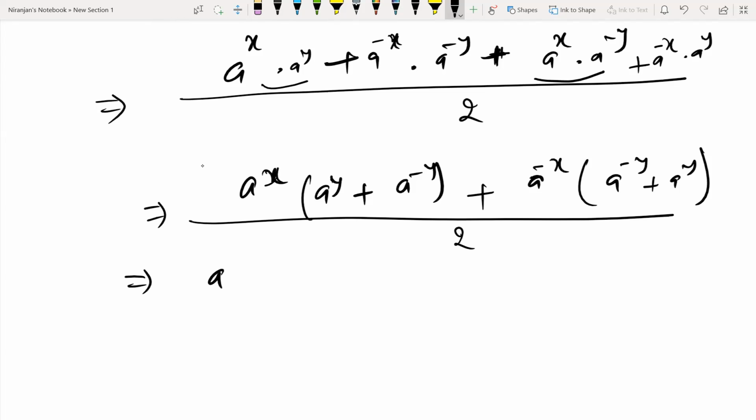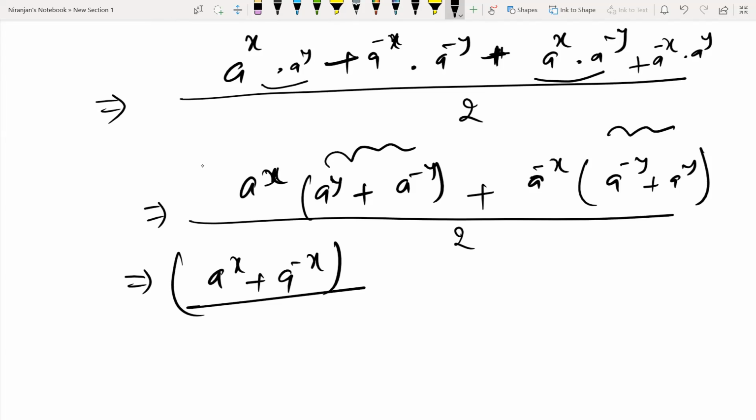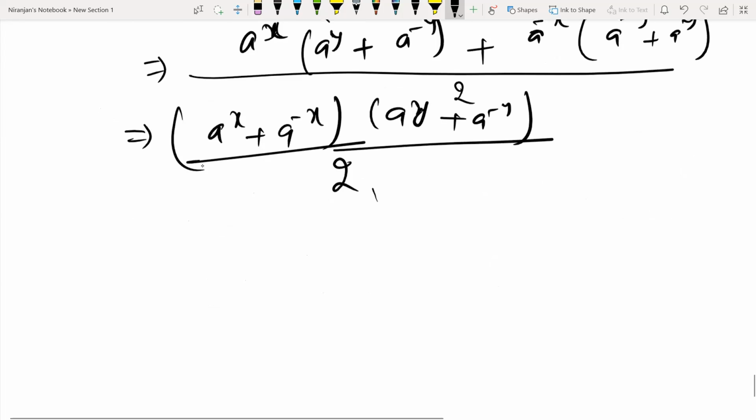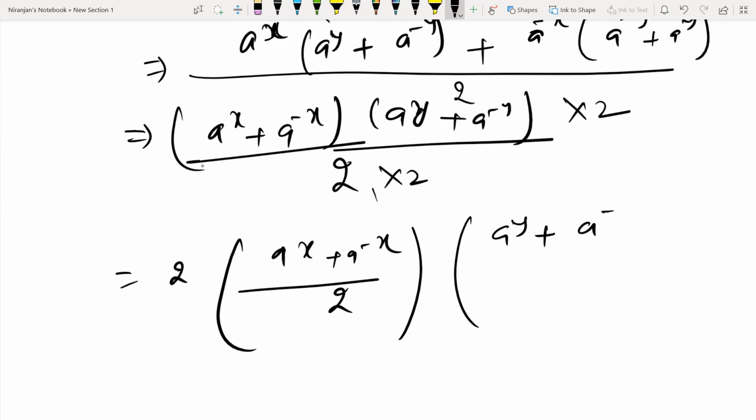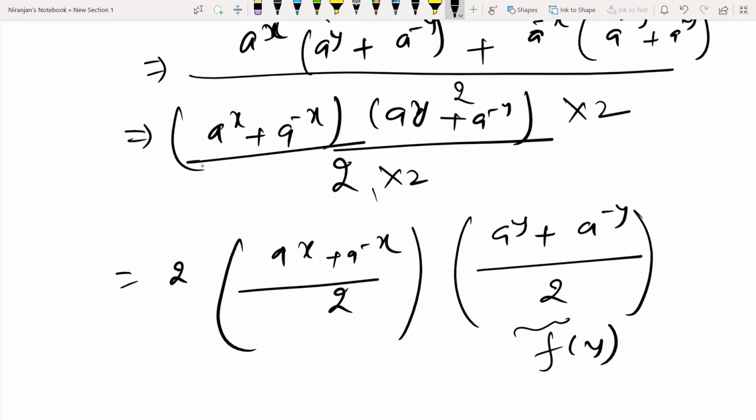Now what I can do, I can write a to the power minus this term. I mean factorize. Now I'm taking this part common. Then I'll get this into a to the power y plus a to the power minus y divided by 2. Now, if I multiply in the denominator by 2 and in the numerator as well, then I will get 2 into a to the power x plus a to the power minus x divided by 2 into a to the power y plus a to the power minus y divided by 2. This is basically your f of y, and this is basically your f of x.